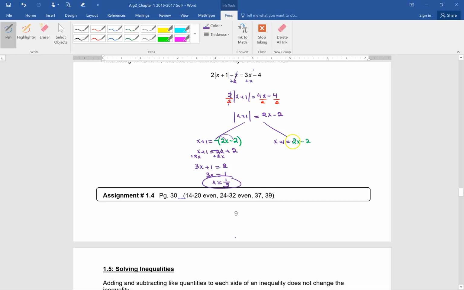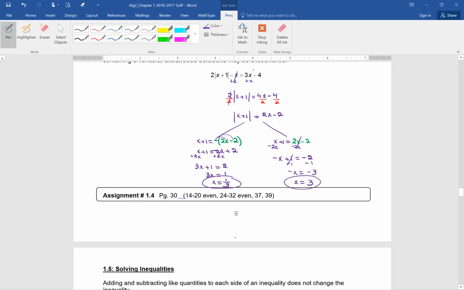Now, what happens here? Subtract 2x. What happened to 2? I subtracted a 1. So here I have negative x plus 1 is equal to negative 2. Subtract 1, subtract 1. Negative x is equal to negative 3. x is equal to 3.